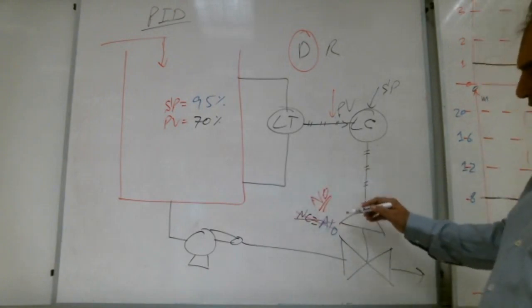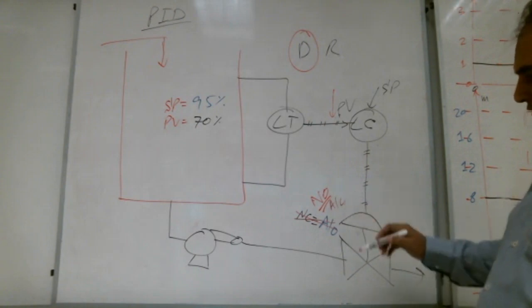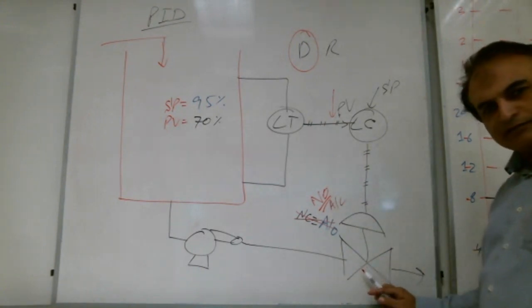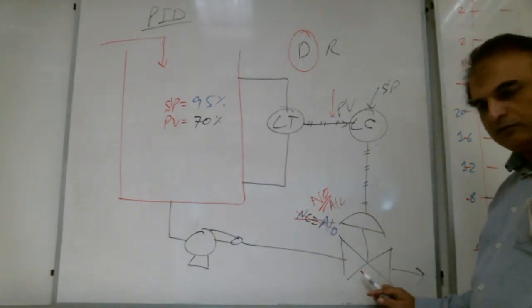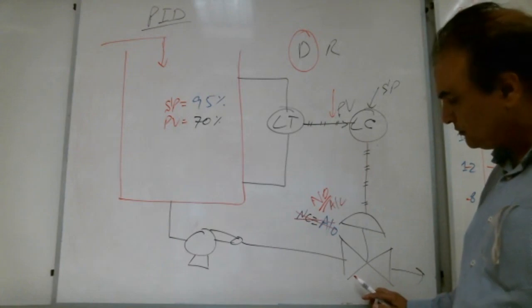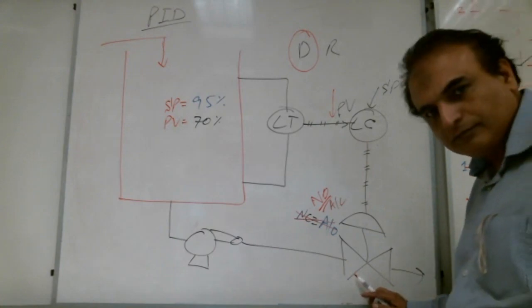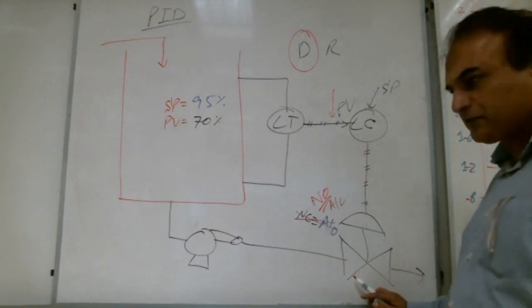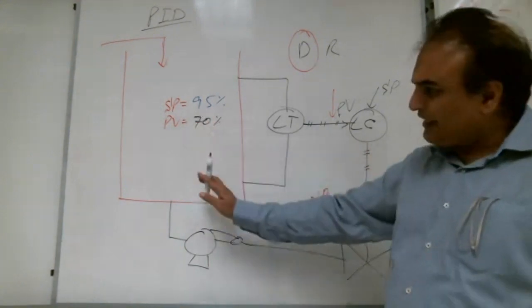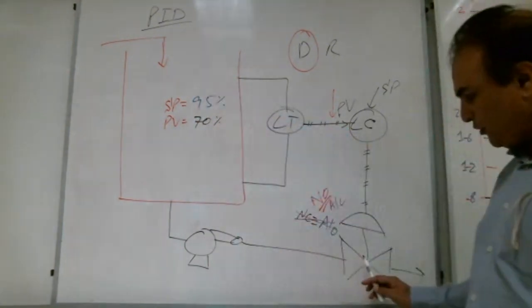Now it is normally open, that is air to close. Do we want to open the valve or close the valve? Close. A lot of brothers are saying close. Because right now it is 70, we want to bring it to 95. We want to raise it, right? So we need to close this valve.